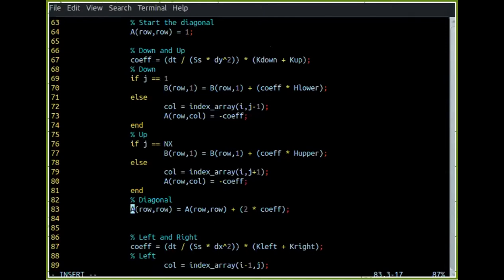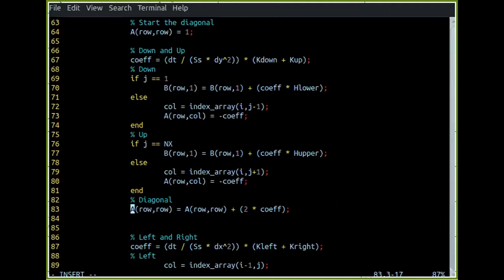And then if we're on that boundary, then the small piece of it ends up in our B matrix instead. Okay, so that's the upper and lower boundary conditions. That stuff's done. We've got all that in here now. We're done worrying about upper and lower boundary conditions. In fact, we're done worrying about the upper and lower direction parts of the equation completely now. So we've got our down, we've got our up, we've got our diagonal.